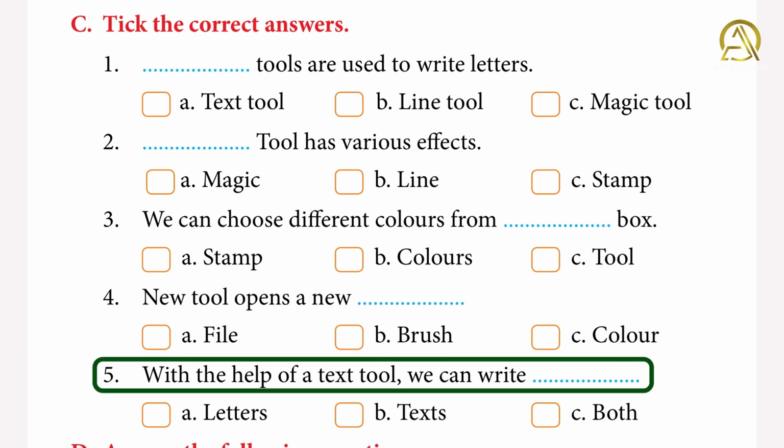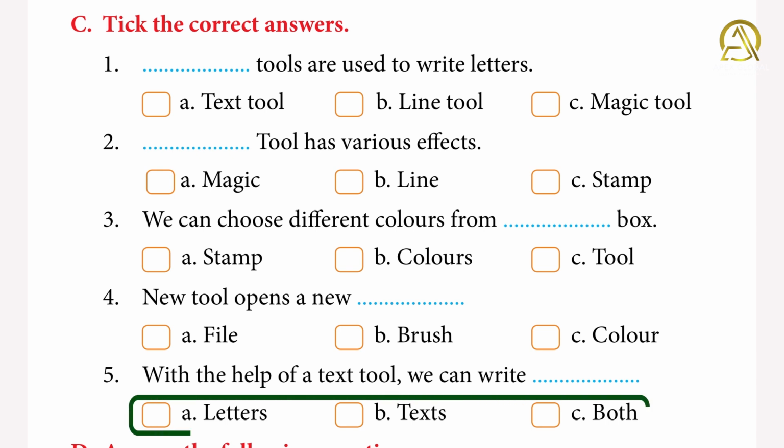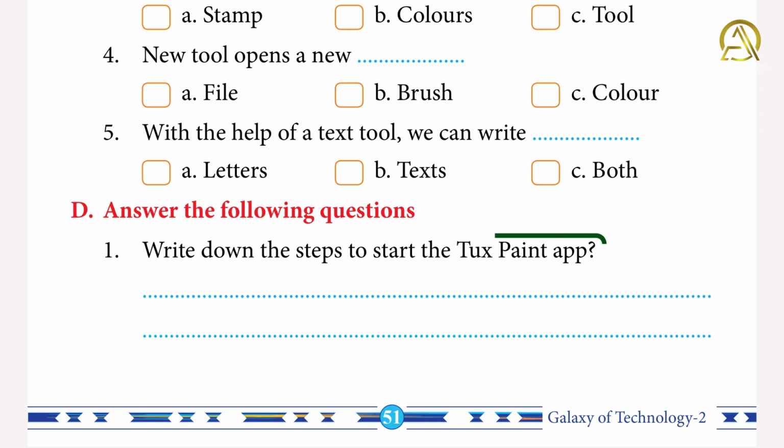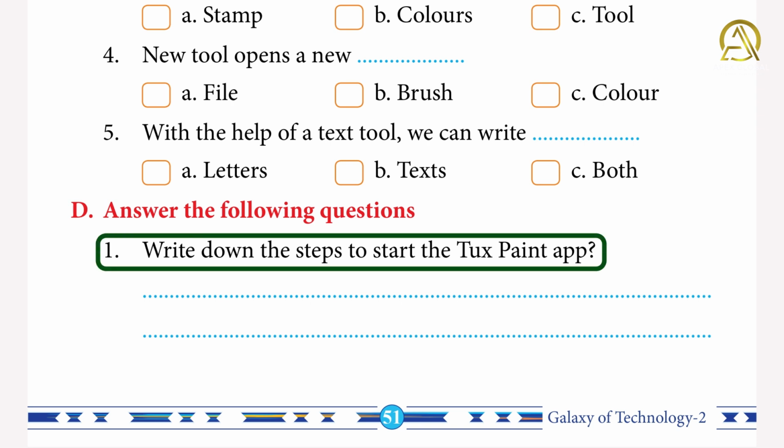5. With the help of a text tool, we can write dash. A. Letters. B. Text. C. Both. Answer: A. Letters. D. Answer the following questions. 1. Write down the steps to start the Tux Paint app.